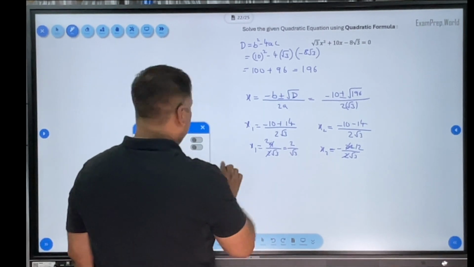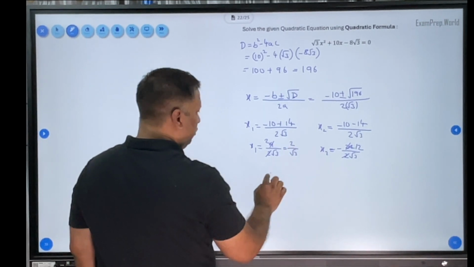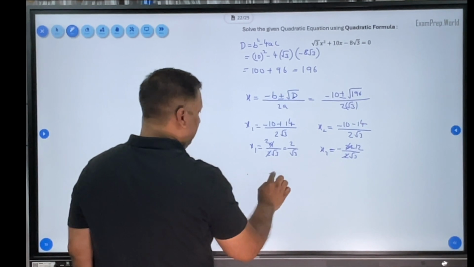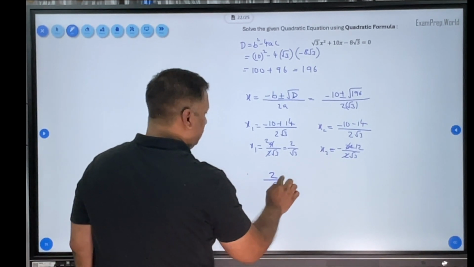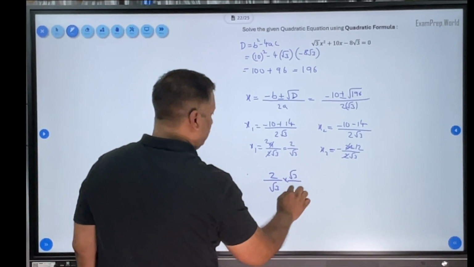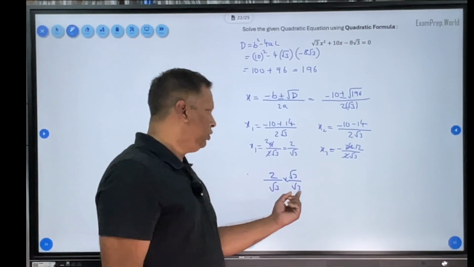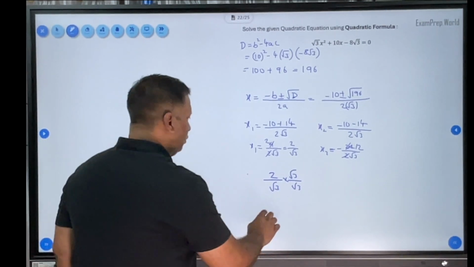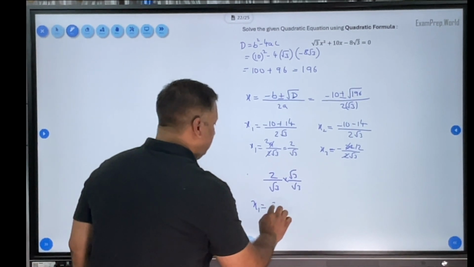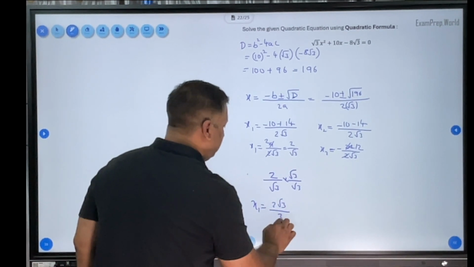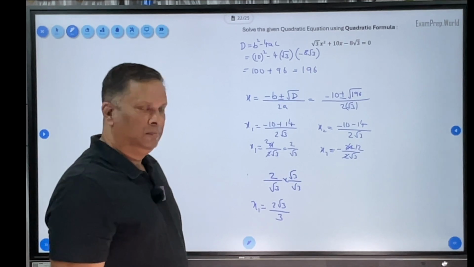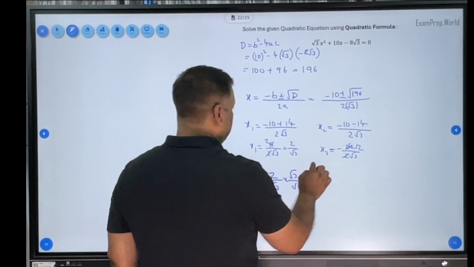Now we have this one, 2 by root 3. So I will do 2 by root 3 times, you multiply root 3 and root 3. So what do you get? Root 3 times root 3 is 3. So x1 will become 2 root 3 by 3. And similarly, you do the same thing here also.